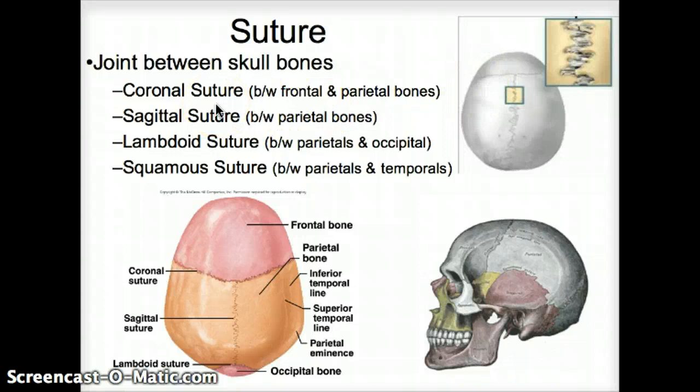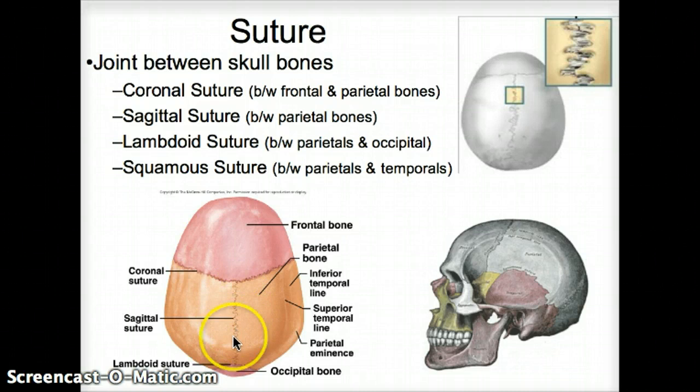We have 4 that I would like to look at. We have the coronal suture, that's in the front, between the frontal bone and the parietal bone. Corona means crown, so you just picture a crown going up and around, like in a Jesus picture, not for a king. Then we have the sagittal suture, which separates the parietal bones, that's on top of the head, and you can feel that very often.